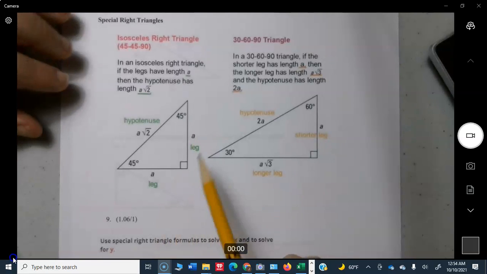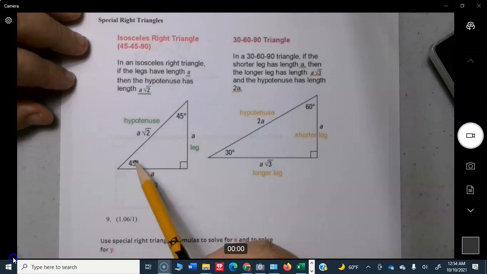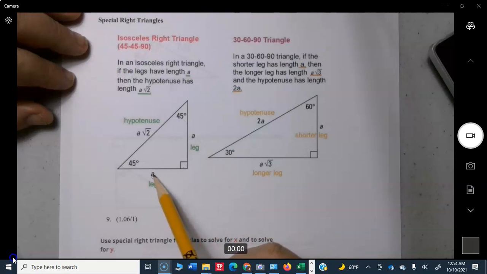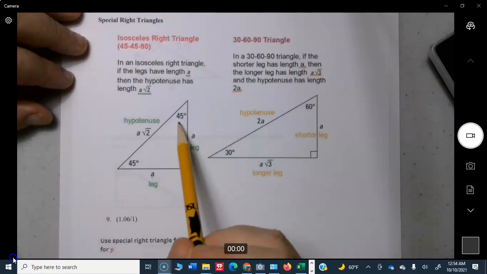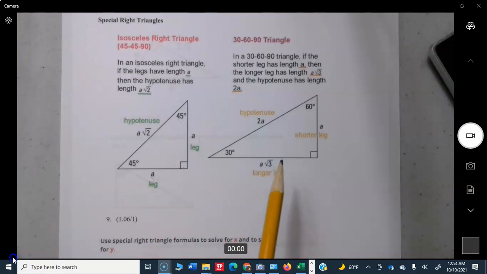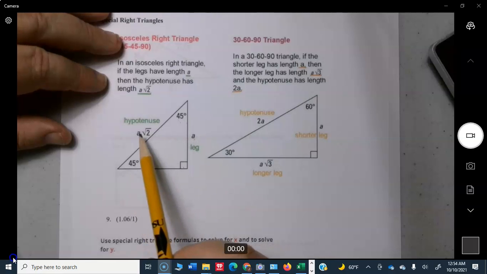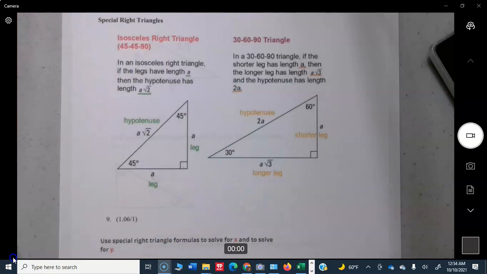One of them is a right triangle with two 45-degree angles. When the other angles other than the 90-degree are the same, that means the sides opposite them are the same. So notice this is an A and this is an A. Whatever this length is going to be the same distance. This length and this length are equal if they're opposite of 45-degree angles. It's also telling you that the hypotenuse, whatever side A is, the hypotenuse is going to be A times the square root of 2. So those are just known relationships for these special triangles.